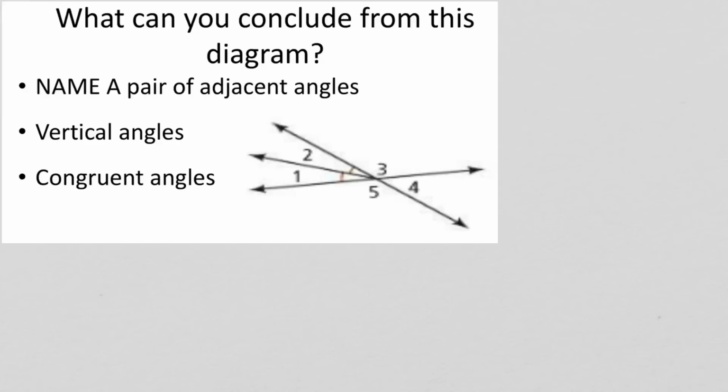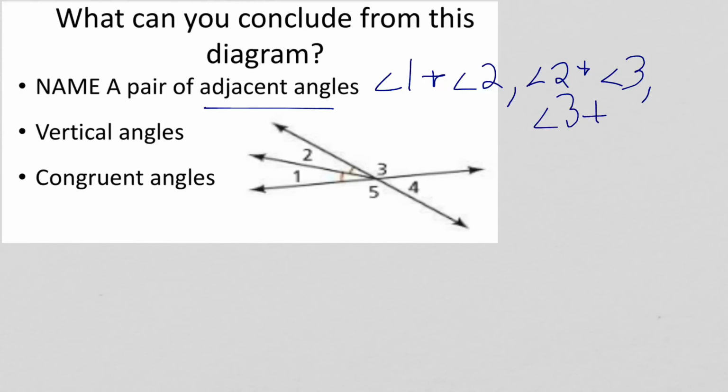Okay, here is a picture of different angles. Here they are actually numbered 1, 2, 3, 4, 5. There are many different possible answers. Let's name a pair of adjacent angles. Adjacent angles could be angle 1 and angle 2. We could also have angle 2 is adjacent to angle 3. We could also have angle 3 adjacent to angle 4. Angle 4 is adjacent to angle 5.